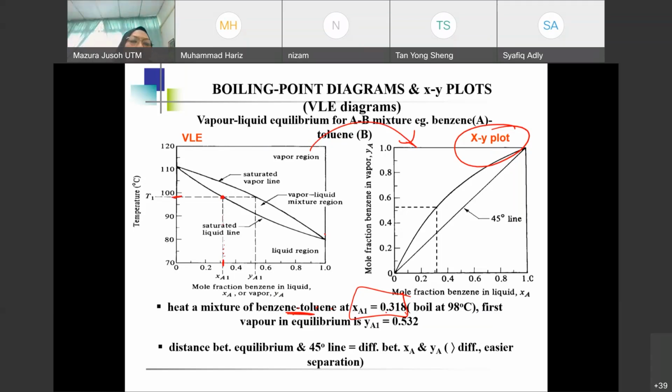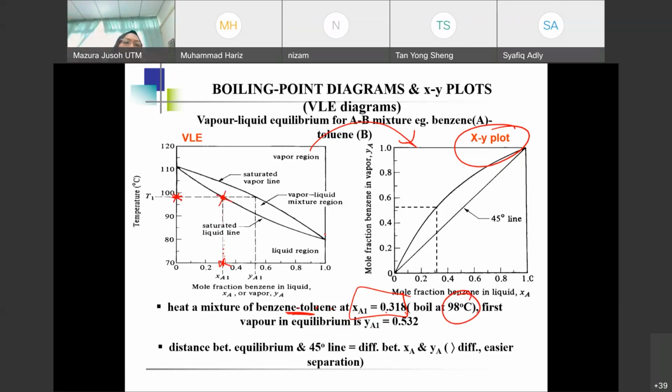Okay, so when you do the experiment, you saw the first vapor was formed at the temperature of 98 degrees Celsius. So you mark 98 degrees Celsius, and this is x1. You get the first point over there.